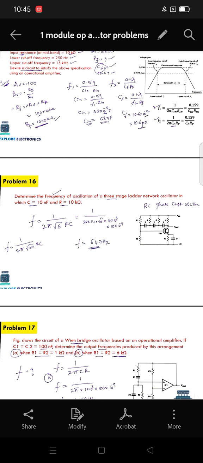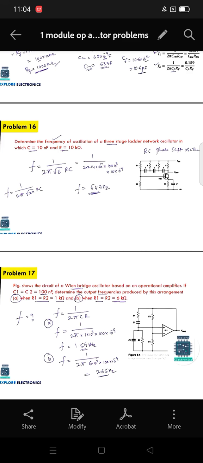You have to substitute that in the equation F equals 1 by 2 pi root 6 into RC. You have to substitute the R and C value. You will get the frequency of oscillation of the RC phase shift oscillator. Okay. This root 6 comes from root of 2N. N value is 3 because 3 feedback circuits are coupled. Therefore, 2 into 3 means root 6. Okay. You will get the frequency of oscillation as 647 Hz.